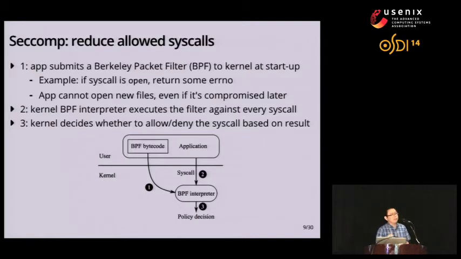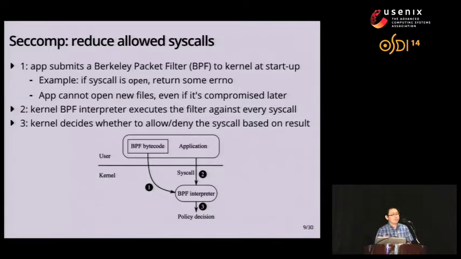Let me give you some background on the Seccomp subsystem in Linux. This mechanism allows applications to reduce the attack surface, in this case the syscall interface. It works in three steps. In the first step, the application submits a Berkeley Packet Filter, a BPF program, to the kernel. One example of such a BPF filter could be: if the syscall is open, then fail the system call with some error code. Then the application cannot open new files at all, even if it's compromised or controlled by an adversary.